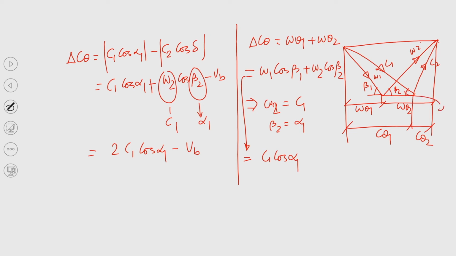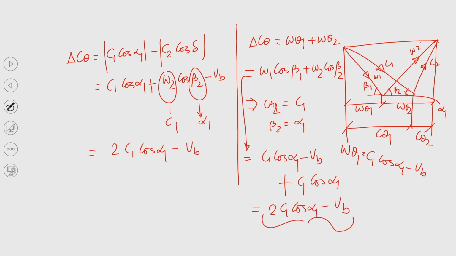So, this angle is alpha 1. So, this is C 1 cos alpha 1 minus V b. So, C 1 cos alpha 1 minus V b, that is nothing but W theta 1. So, C 1 cos alpha 1 minus V b plus W 2 cos beta 2. So, that is C 1, and beta 2 is equal to alpha 1. So, C 1 cos alpha 1, so it is coming 2 into C 1 cos alpha 1 minus V b. So, this is the expression of delta C theta.